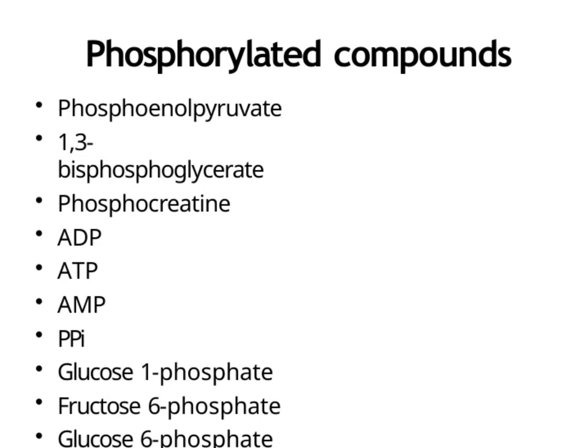Let's take a closer look at some key phosphorylated compounds involved in energy transfer and metabolism. First, phosphoenolpyruvate, or PEP, is a high-energy compound that plays a crucial role in glycolysis, acting as an energy donor for ATP synthesis. Moving along, 1,3-bisphosphoglycerate is another high-energy intermediate, important in glycolytic pathways. Then we have phosphocreatine, which serves as a rapid reserve of high-energy phosphate groups in muscle cells, helping us regenerate ATP quickly during intense activity.